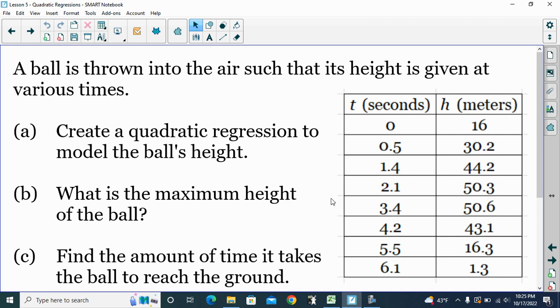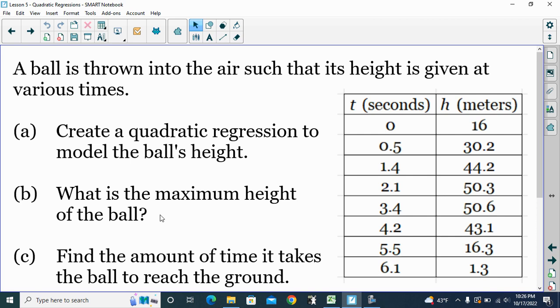Because the ball is not moving at a constant speed, in fact, it goes up and then comes back down. As it's going up, it slows down, and then as it comes down, it starts to speed up. A linear regression equation would not be a good model here. As we'll see, a quadratic regression is a much better fit.